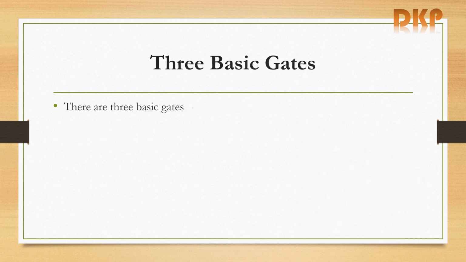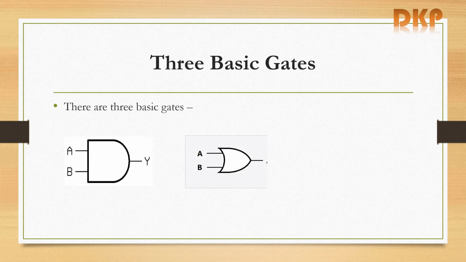There are 3 basic gates. They are AND gate, OR gate, and NOT gate. AND gate, this is the symbol of AND gate. This is the logic symbol of AND gate. It is having 2 inputs, A and B are the inputs and 1 output. Y is the output.